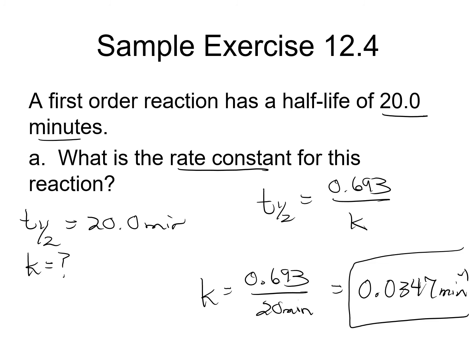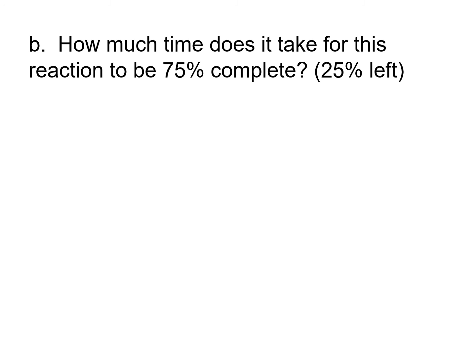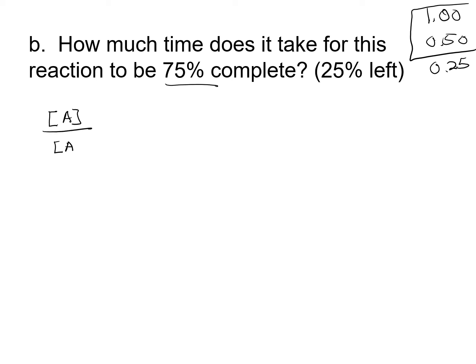Our last part of the problem asks, how much time does it take for this reaction to be 75% complete? So this one takes a little bit more thought. If it's 75% complete, we know we have 25% left. Because think, if we started with 1, after one half-life, we're going to have 0.5, and after another half-life, we have 0.25. So it's 75% complete. So we know that the ratio of A to A naught is 25%, or 0.25. Okay, I want you to start there.